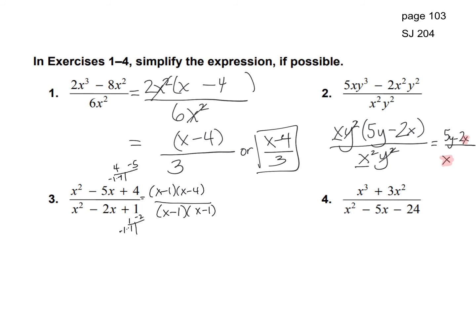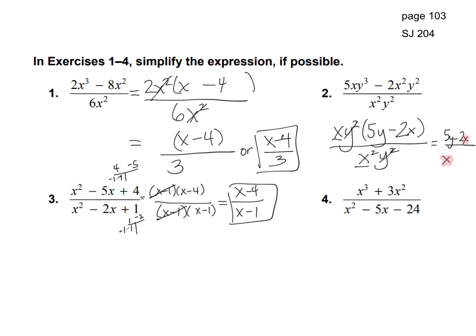Now I have all binomials, and I can reduce any that are alike in the numerator and the denominator. So this x minus 1 could cancel with either of the x minus 1s in the denominator, and then that's all that I can cancel or reduce. The simplified answer for this expression is x minus 4 divided by x minus 1.